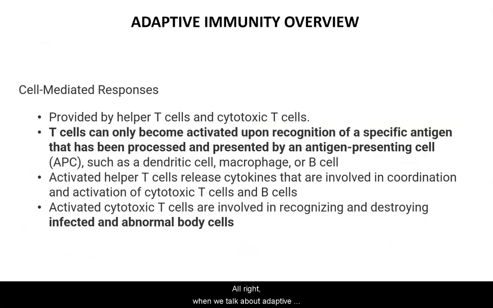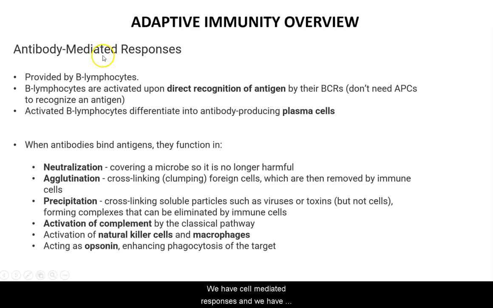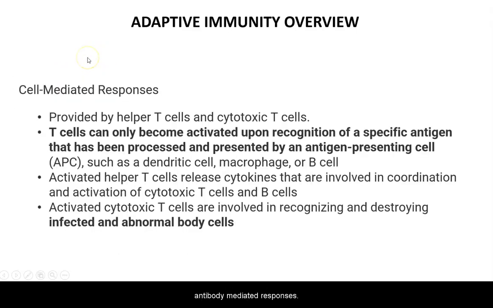All right, when we talk about adaptive immunity, we're really talking about two different kinds of responses. We have cell-mediated responses, and we have antibody-mediated responses. Cell-mediated responses are going to be led by your T cells, the cytotoxic T cells and the helper T cells. Now, remember, T cells can only start doing their job if another cell picks up an antigen and presents it to them. And that other cell might be a dendritic cell, a macrophage, or a B cell.